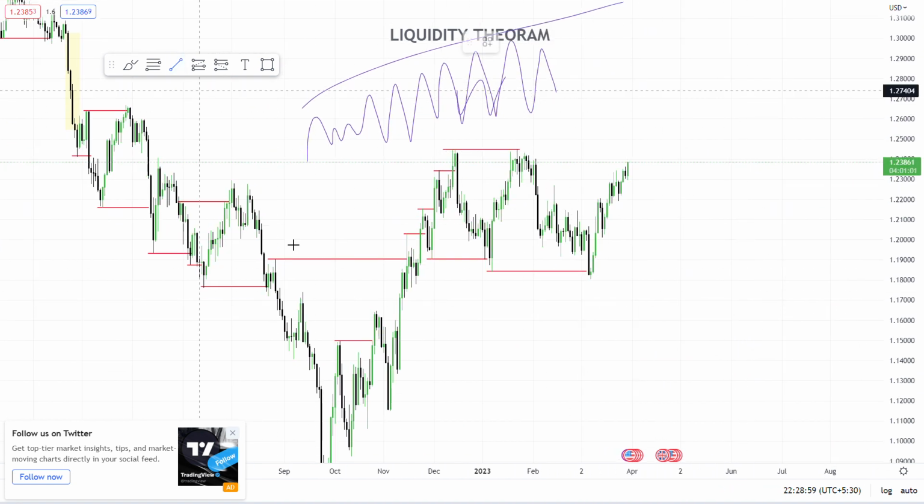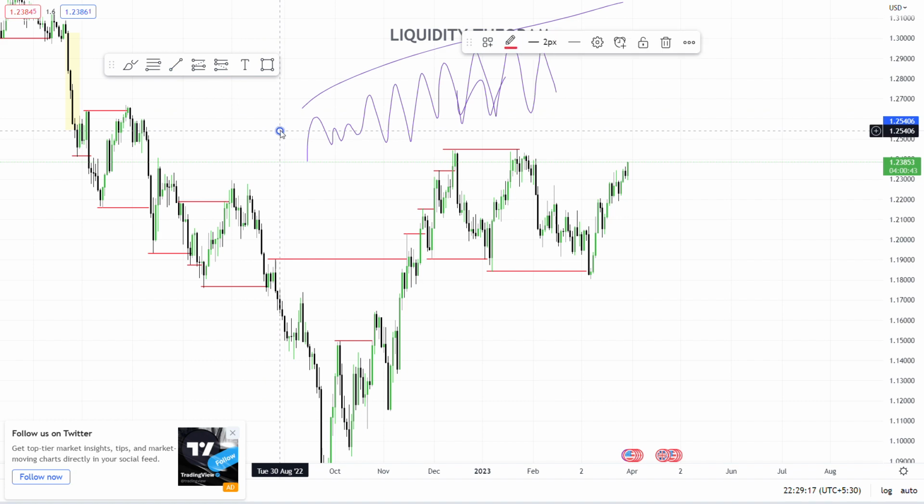Again, after this liquidity is taken out, what should we target? We should target this equal highs liquidity, right? This is how we trade the market from liquidity point to liquidity point. Easy trading, no stress at all.